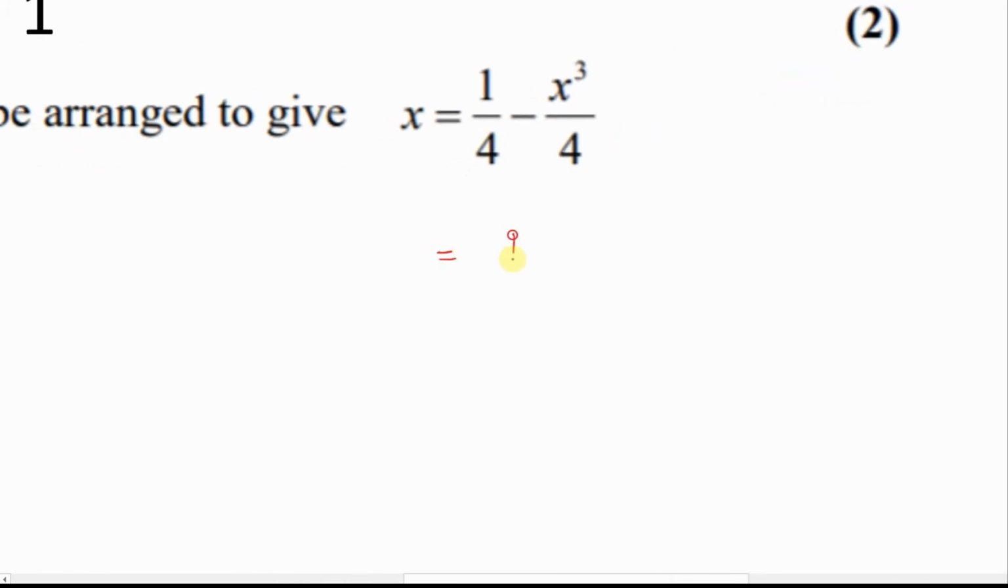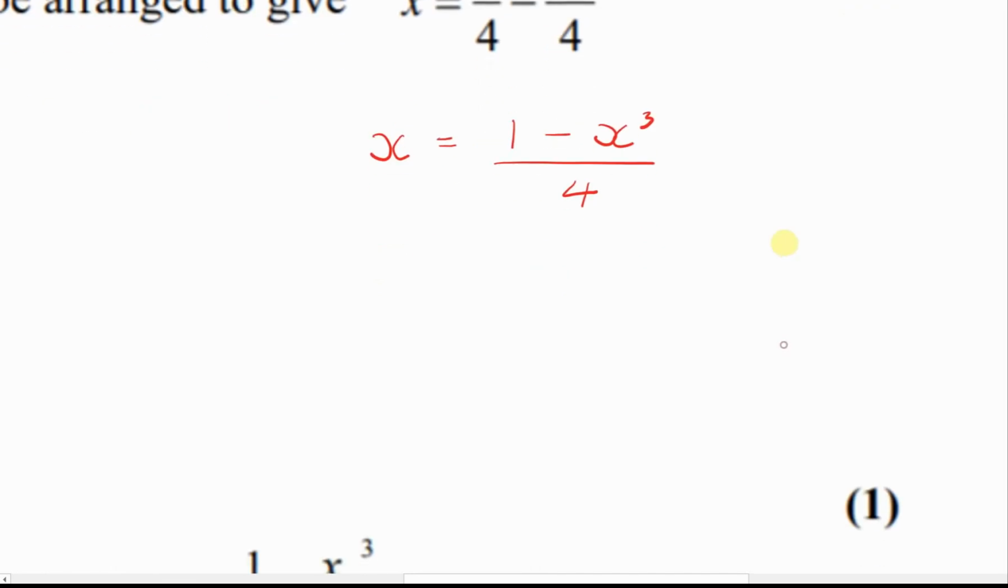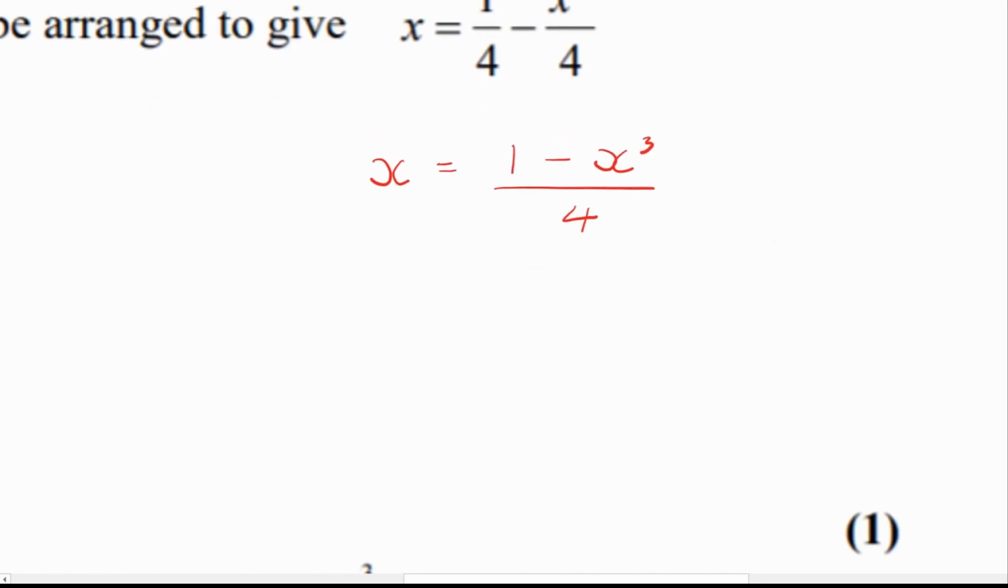So here it's quite easy because it's already got a common denominator of 4, but if not, I would find a common denominator. And then I'm going to rearrange it to look like this. And then just do normal mathsy things. So the key rule is get rid of any fractions. So 4x equals 1 minus x cubed.